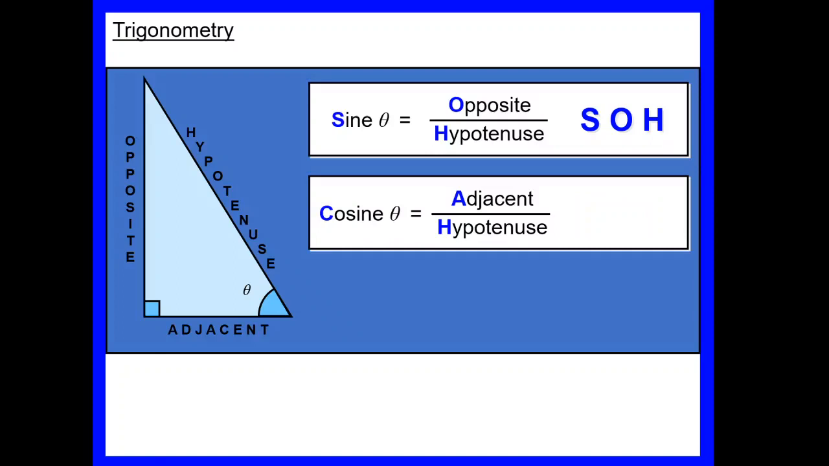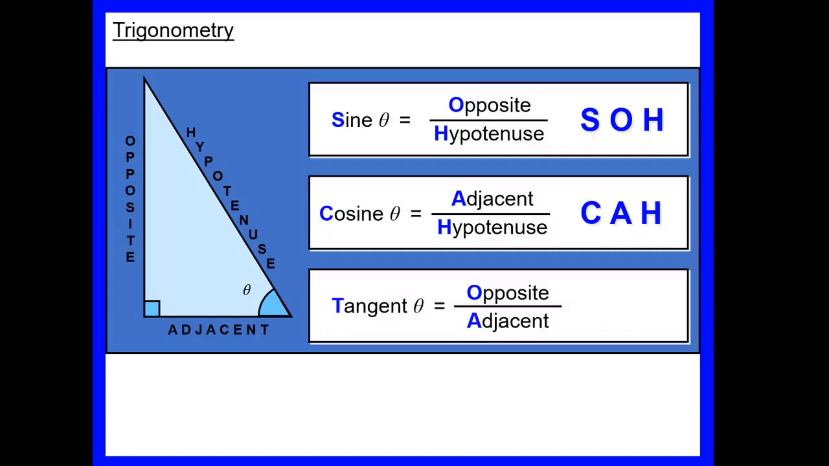Our second ratio is called cosine, and cosine theta is equal to the adjacent over the hypotenuse. We use the word CAH. And our third ratio is tangent, so tangent theta is equal to the opposite over the adjacent. We use the word TOA.